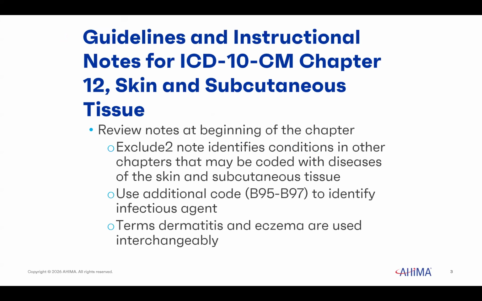Again, this is another chapter that has a fair number of excludes notes. For example, you'll see an Excludes2 note that identifies conditions in other chapters that may be coded with diseases of the skin and subcutaneous tissues. There are directions to code infectious agents as a cause of the disease from B95 through B97. And again, dermatitis and eczema, for our purposes, mean essentially the same thing.